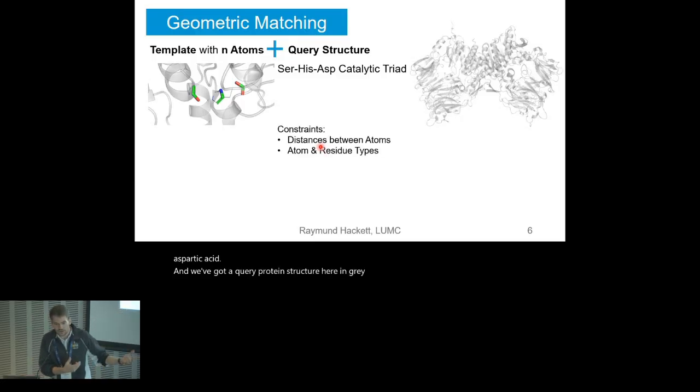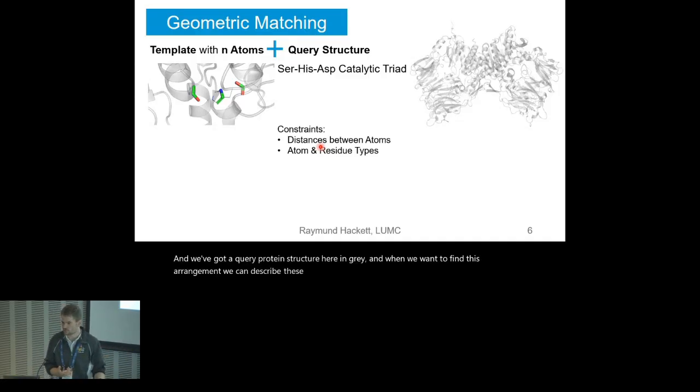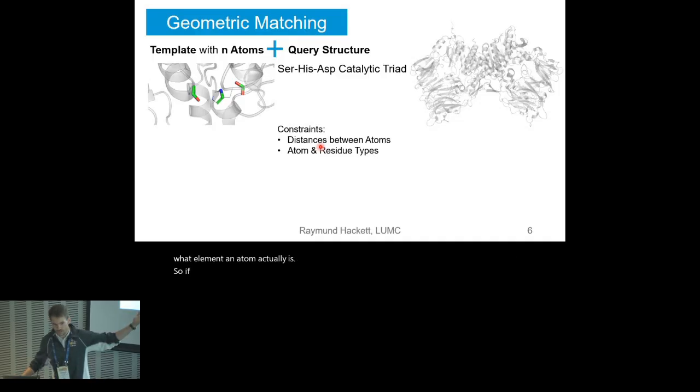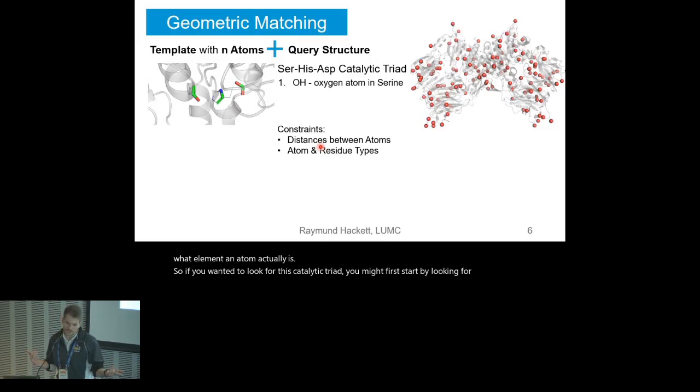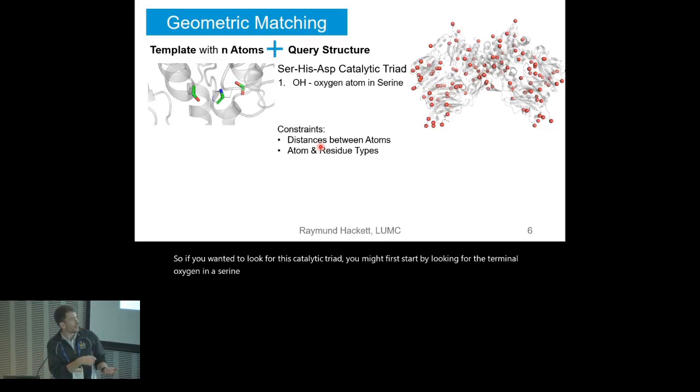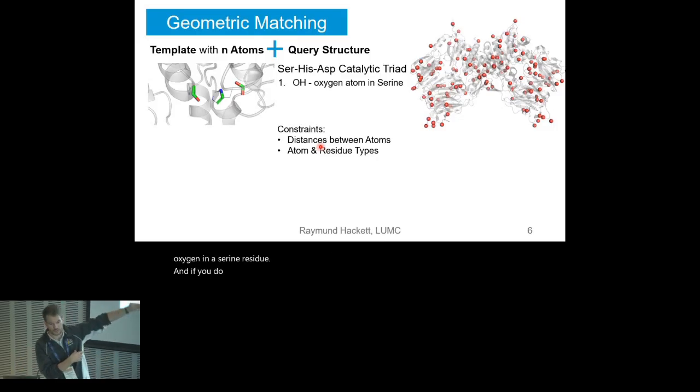And when we want to find this arrangement, we can describe these atoms as a set of constraints. With constraints, I mean pairwise distances between these atoms, and also which residue type an atom belongs to, and what element an atom actually is. So if you wanted to look for this catalytic triad, you might first start by looking for the terminal oxygen in a serine residue. And if you do so, you find a whole lot of serines in the protein.